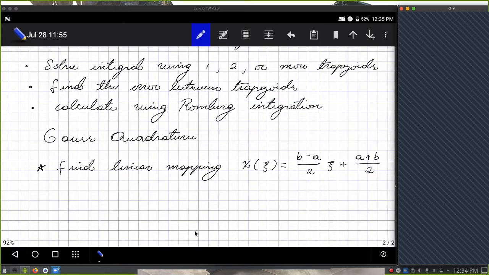What's the word between trapezoid and the second point? Between. It's a horrible way of writing between, but yeah.